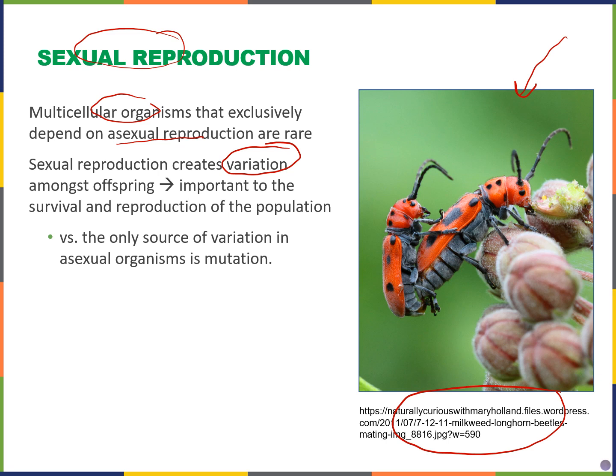Crossing over, independent assortment, random fertilization, all of this generates variation in our offspring, those daughter cells, and that's important to survival and reproduction. And you'll examine this further in Bio 4b. In organisms that divide through asexual reproduction, the only source of variation for them is really mutation.